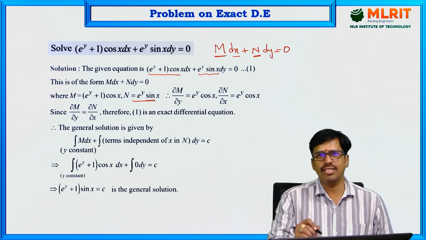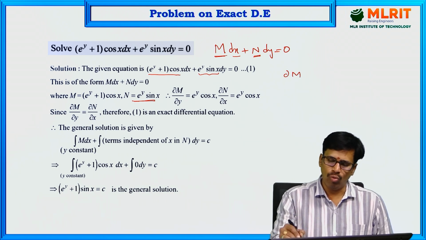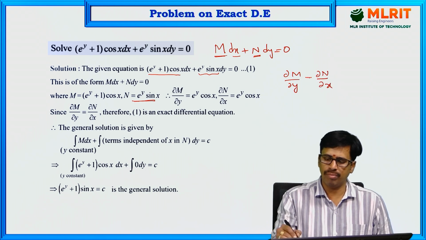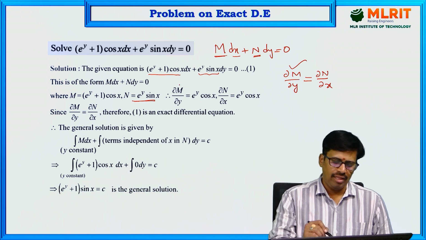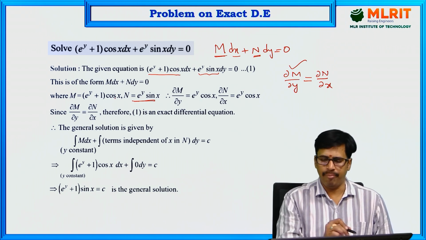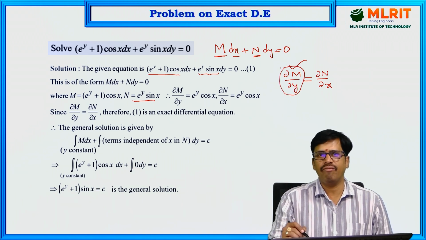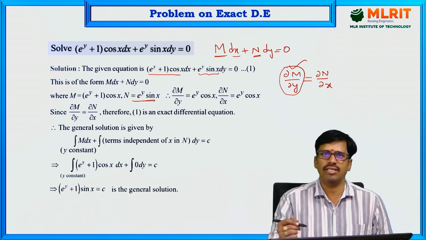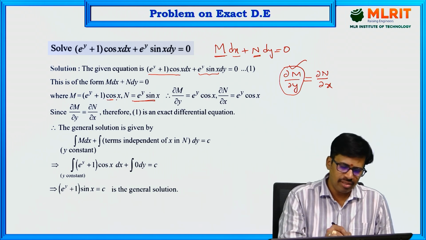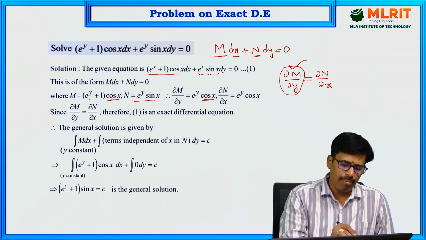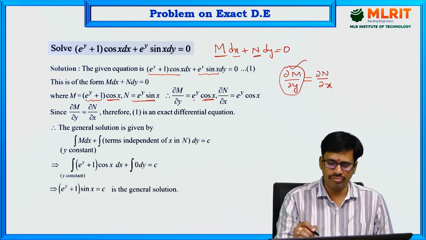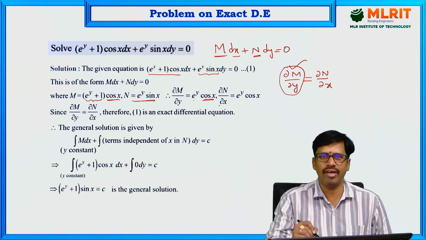Now let us check whether this equation is exact or not. What is the condition? Dou M by dou y and dou N by dou x, both the values must be equal. Now let us find dou M by dou y. There are y terms and x terms in M. Now we are differentiating M partially with respect to y. While differentiating M with respect to y, treat x as constant. So here the x term is cos x, it remains the same. The derivative of e power y plus 1 is e power y. So dou M by dou y we got as e power y cos x.